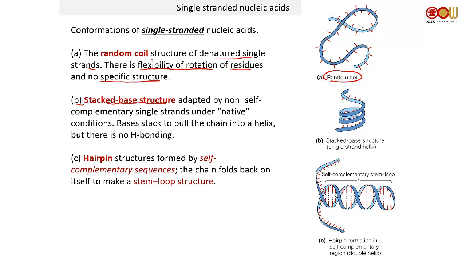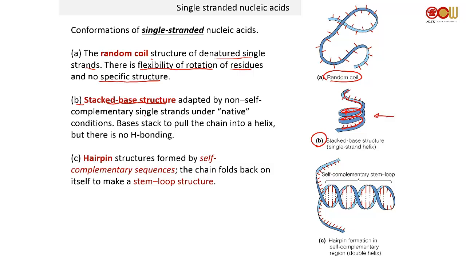Stack-based structures, they adapted by non-self complementary single-stranded under native conditions. So essentially, they can still have with themselves some kind of complementary single strands in their native conditions. Right? What that means is, if you look at figure B right here, it's going to roll themselves into helical-like structures, which then each of the individual bases can sort of pull the chain into a helix, but there's no significant hydrogen bonding between the bases with one another. Okay, so it looks like that.